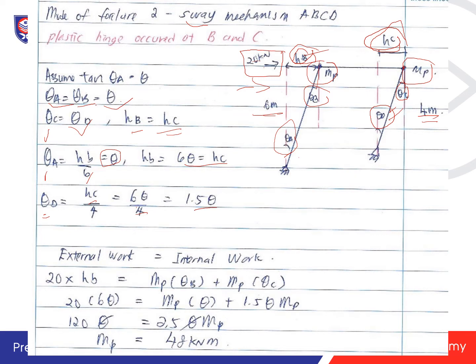So theta A and theta B are 1 theta, and theta C and theta D are 1.5 theta. So external work is equal to internal work, same method. Because it's a point load, 20 kilonewton times the HB is equal to MP theta B plus MP theta C, which is where the MP is located. So 20 times 6 theta is equal to MP theta plus 1.5 MP theta. After you solve it, you will get MP is 48 kilonewton meter.